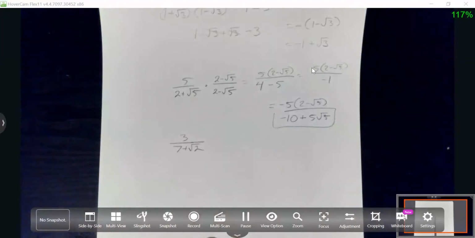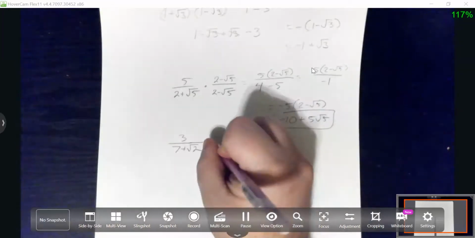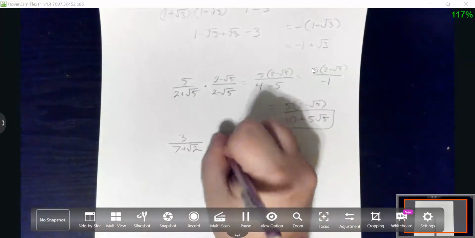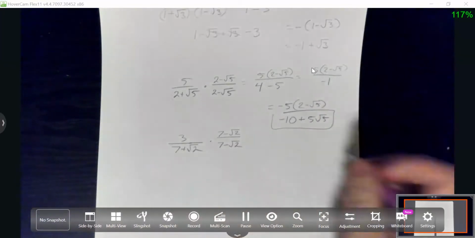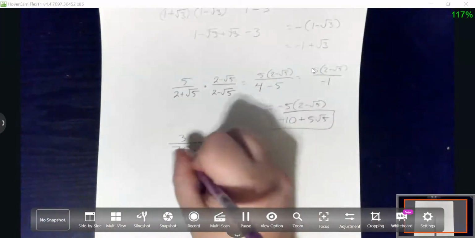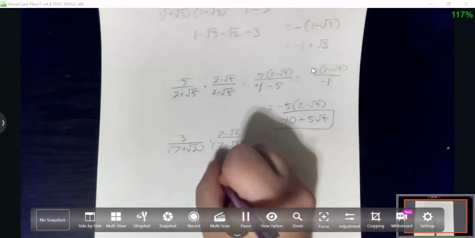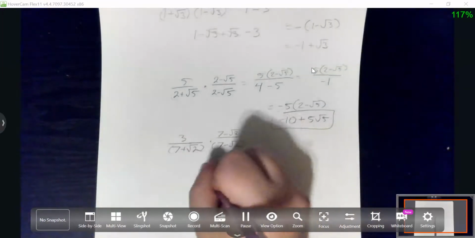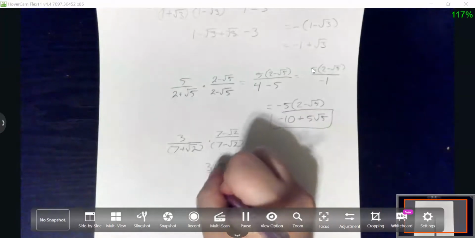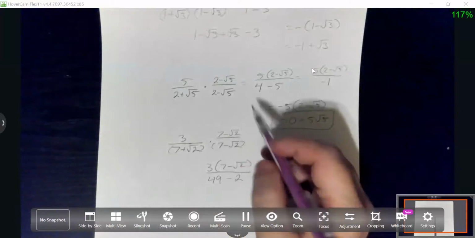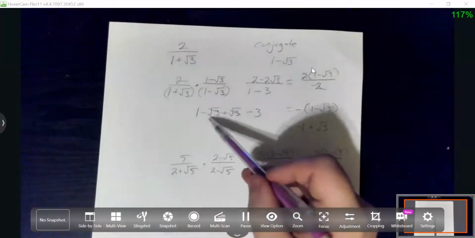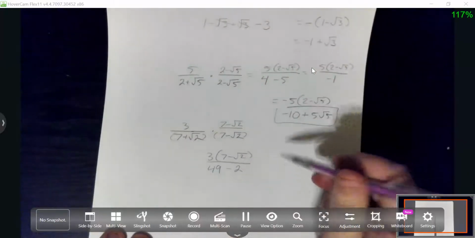All right, so we can't have a square root in the denominator, so we go to rationalize it. I multiply it top and bottom by the conjugate, and now I distribute. So on top, that leaves me with 3 times 7 minus square root 2. On bottom, that's going to give me a 49 minus 2. Again, if we went back up here and FOILed that, the middle terms would cancel, and we're left with effectively this just being a difference of squares.